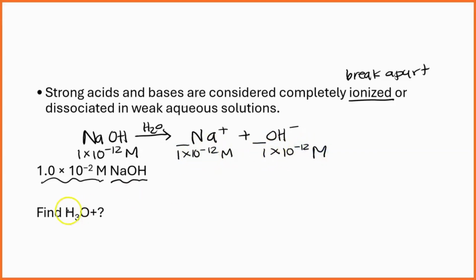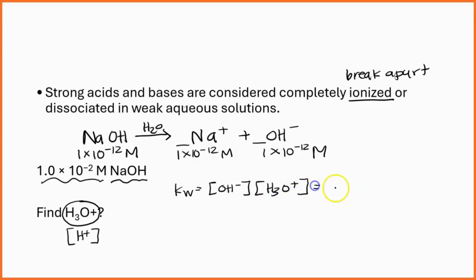So I want to figure out my hydronium, also known as the hydrogen concentration. I just saw that formula before that said Kw equals the hydroxide times the hydronium. And when I multiply those two concentrations, they always equal 1 times 10 to the negative 14. So I can fill in the one that I know. I know the hydroxide concentration, so I'll plug that into the formula: 1 times 10 to the negative 12.